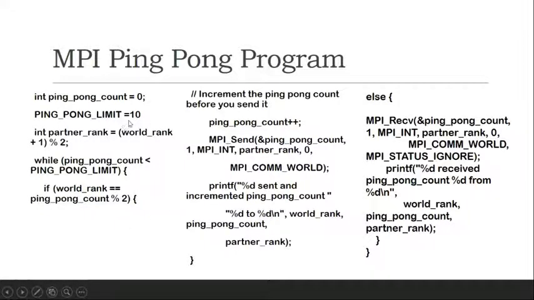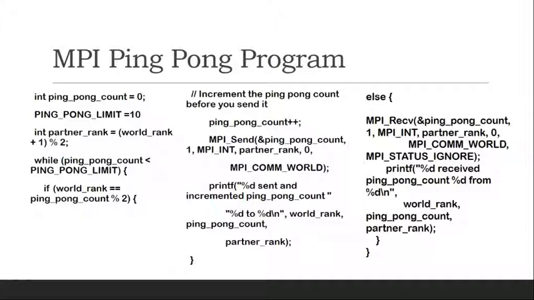We start off with the ping pong count, which starts at 0, and we have its limit as 10. So this value can be updated as per the user's choice. When we go through the complete program, this program can be simply explained by saying that we have the sender and the receiver functions.